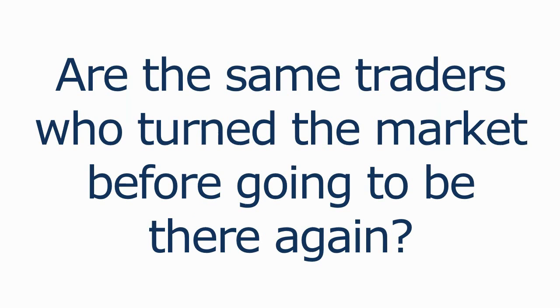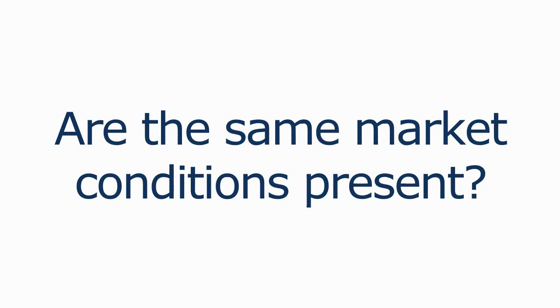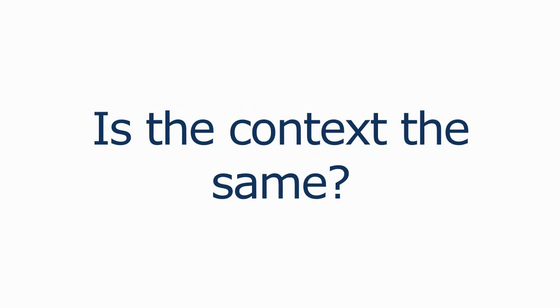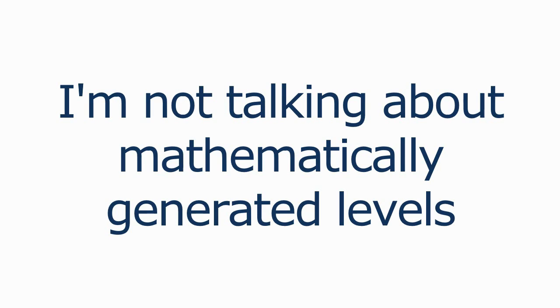Are the same traders who turned the market before going to be there again? Are the same market conditions present? Is the context the same? And when I'm talking about a level of support or resistance, I'm not talking about mathematically generated levels. We're not talking about pivot points or Fibonacci retracement. We're also not talking about trend lines as a means of determining support and resistance.